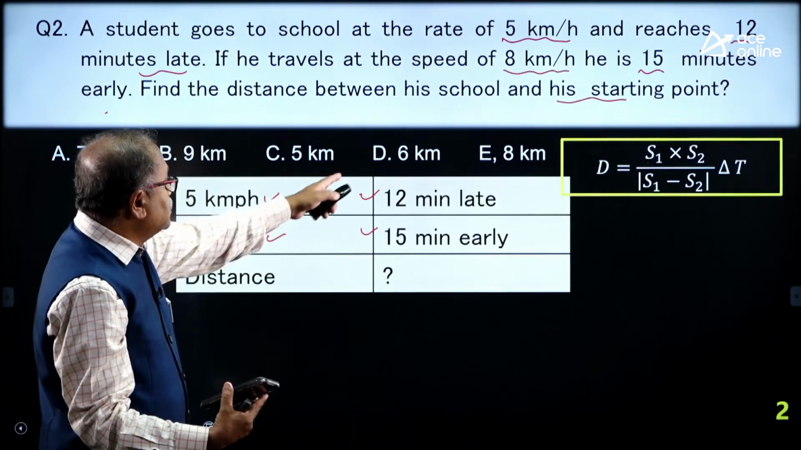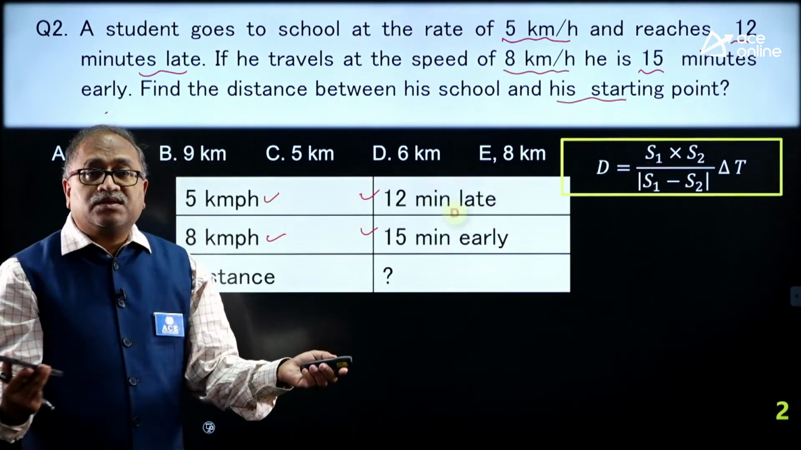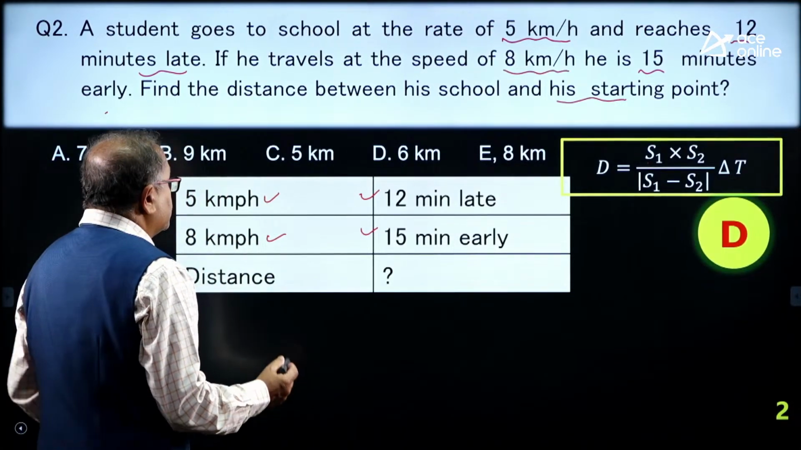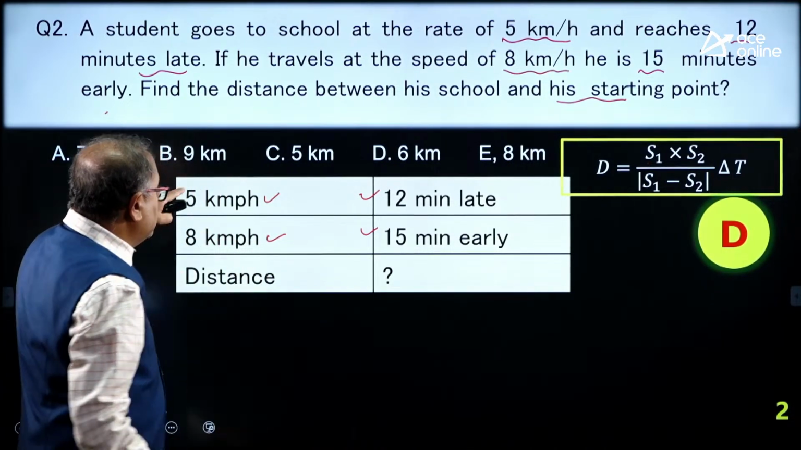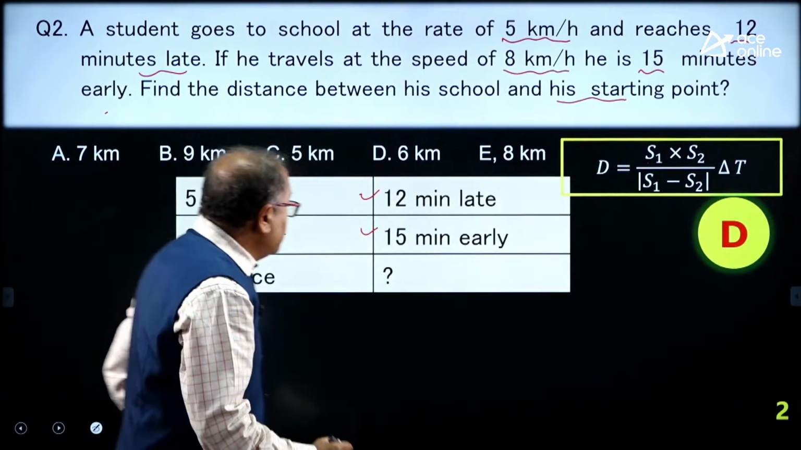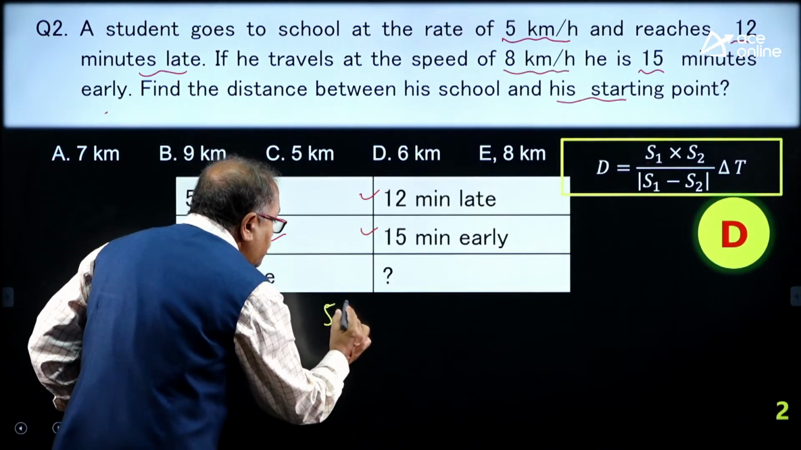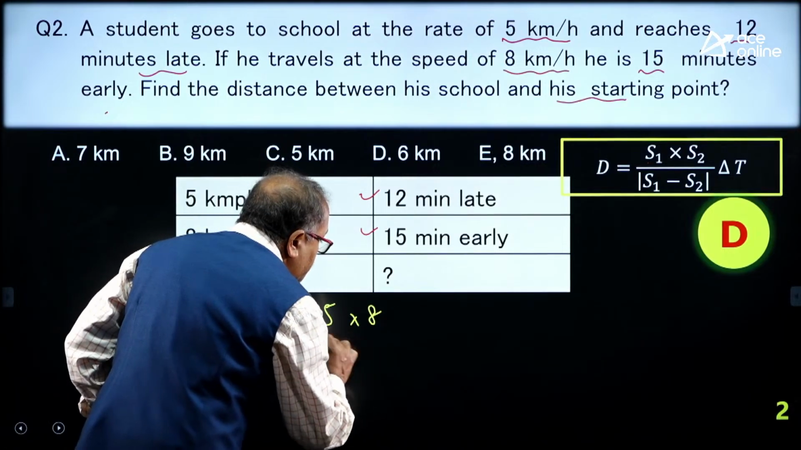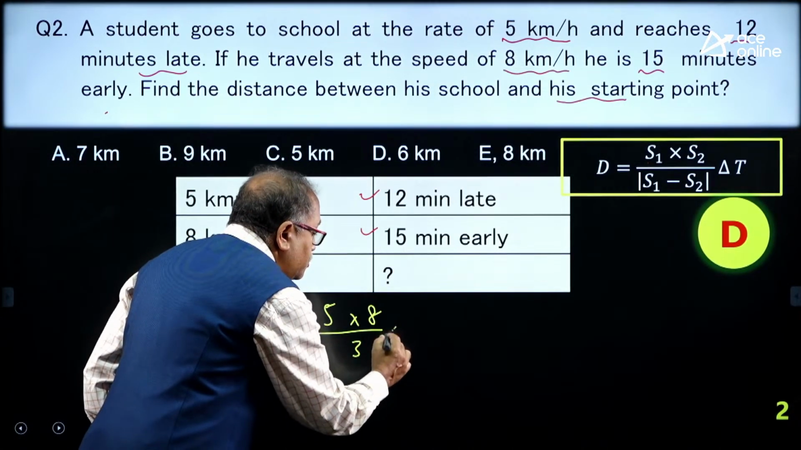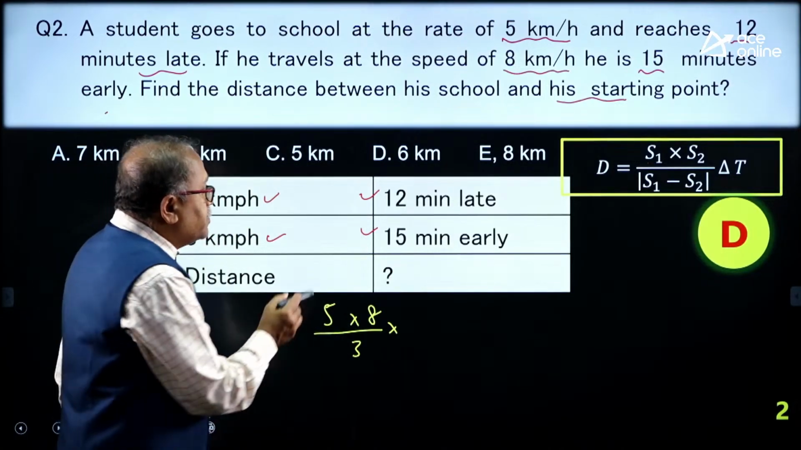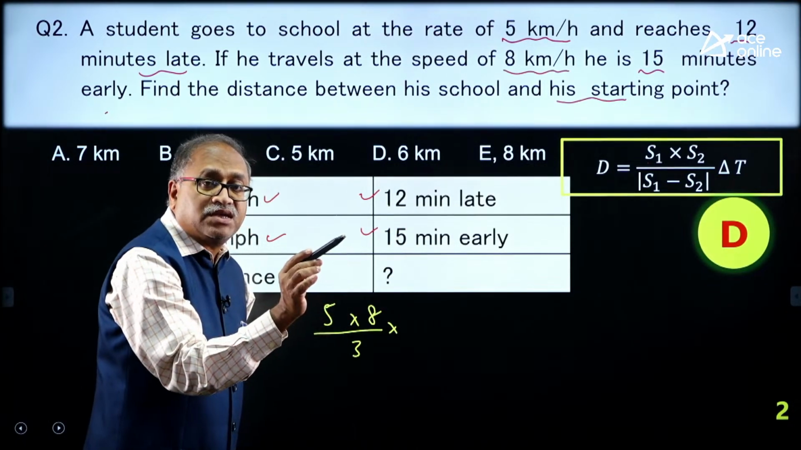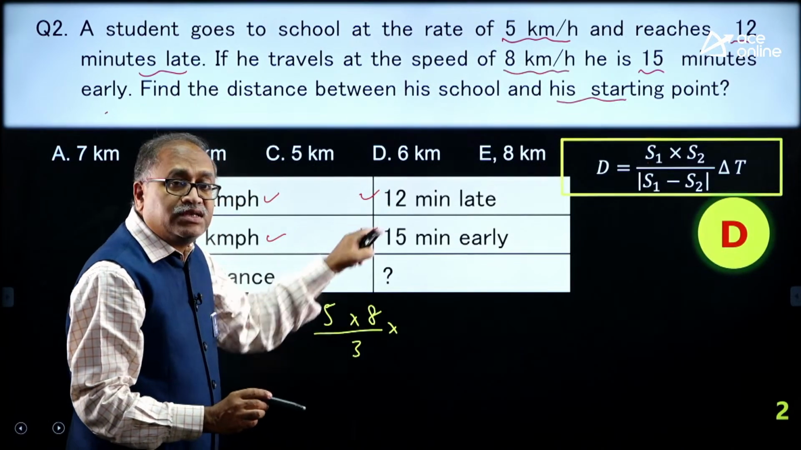So, let us check that 6 means option D. Yes, that is right. So, how do you solve this question? Distance is equal to S1 into S2, so 5 into 8 by the difference of 5 and 8, which is 3, and into the difference of time. The difference of time: this is 12 minutes late and this is 15 minutes early. The difference is 27 minutes.